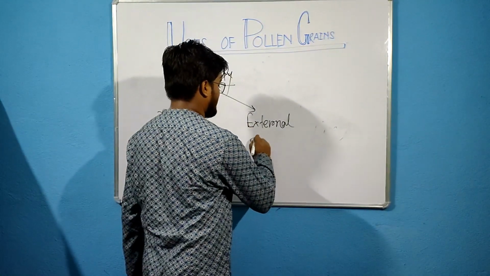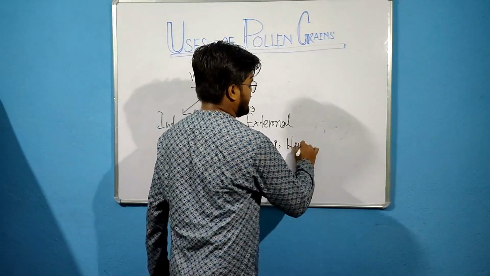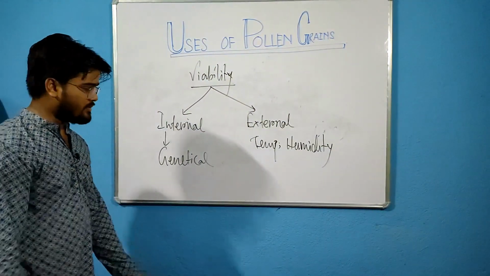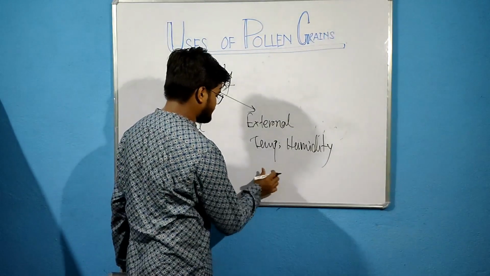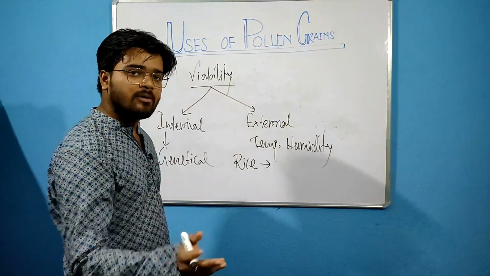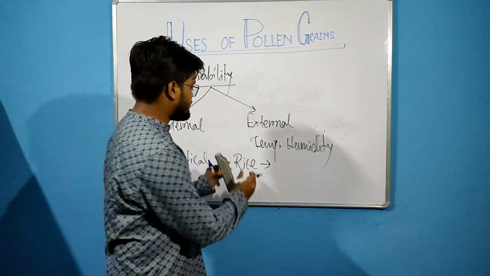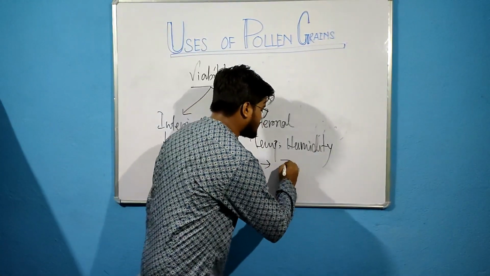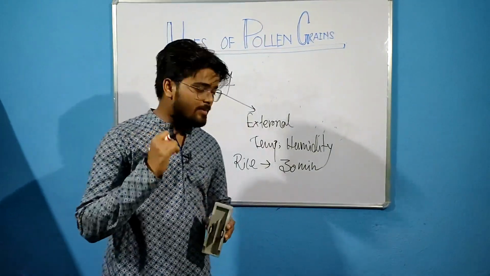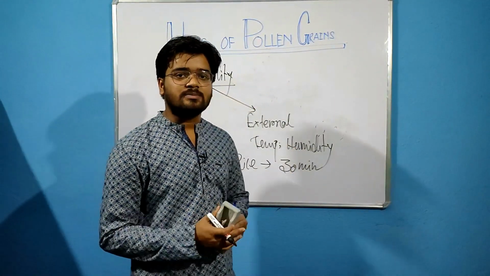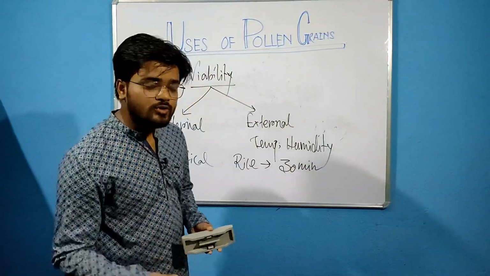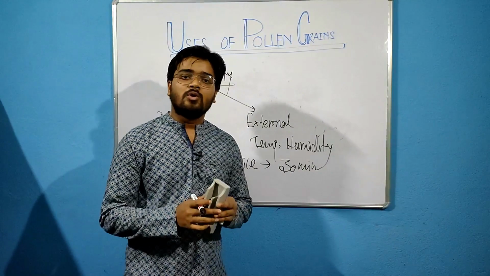Next, suppose temperature and humidity can also alter the viability of the pollen grains. A common example I am giving you: think about rice. Once the pollen grains are released from the rice plant, within 30 minutes the pollen grain will remain viable in the environment, and after 30 minutes it will not remain viable, and its quality will deteriorate. So within 30 minutes that pollen grain will remain viable.